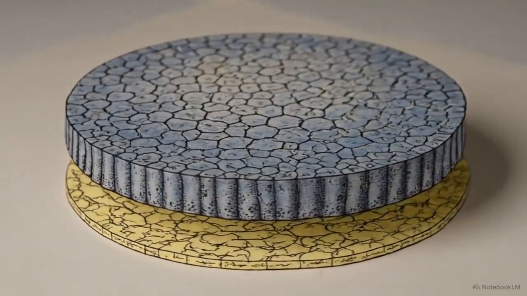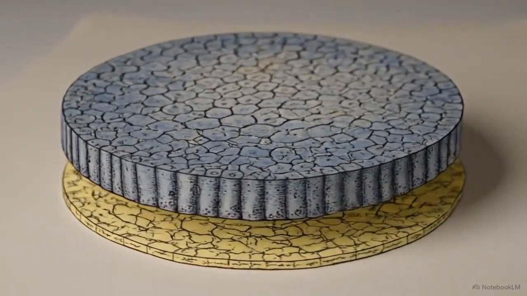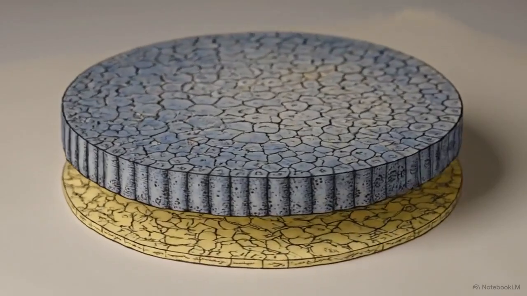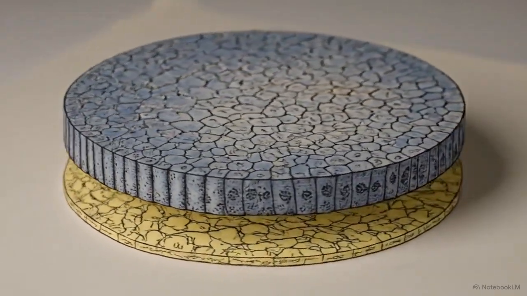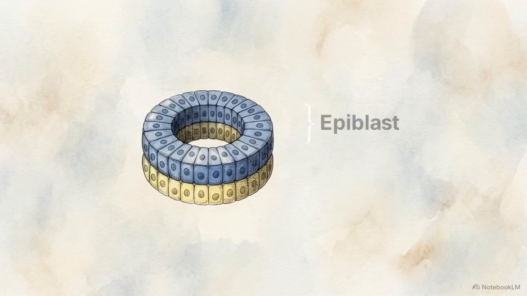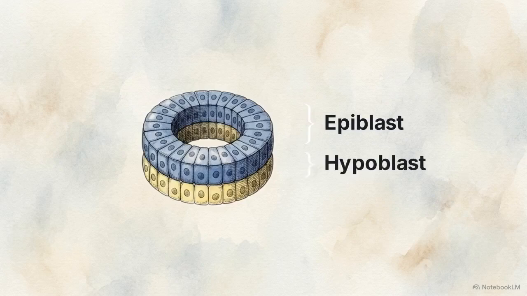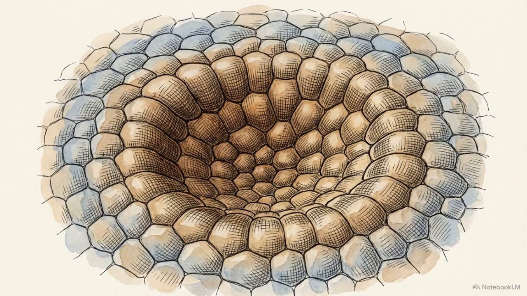At the start of its second week, the human embryo exists as a flat, two-layered structure called the bilaminar disc. It is composed of an upper layer, the epiblast, and a lower layer, the hypoblast. The central objective of this developmental phase is the initiation of gastrulation.